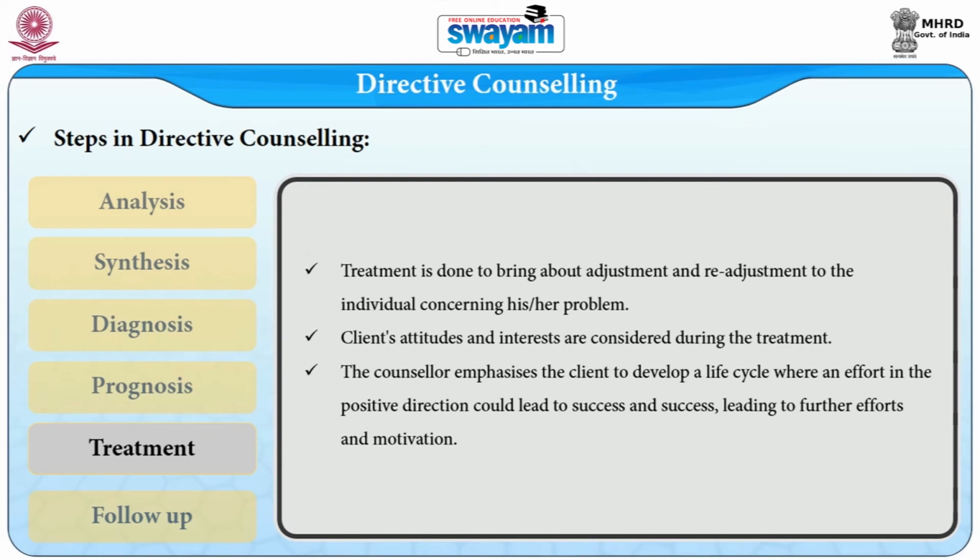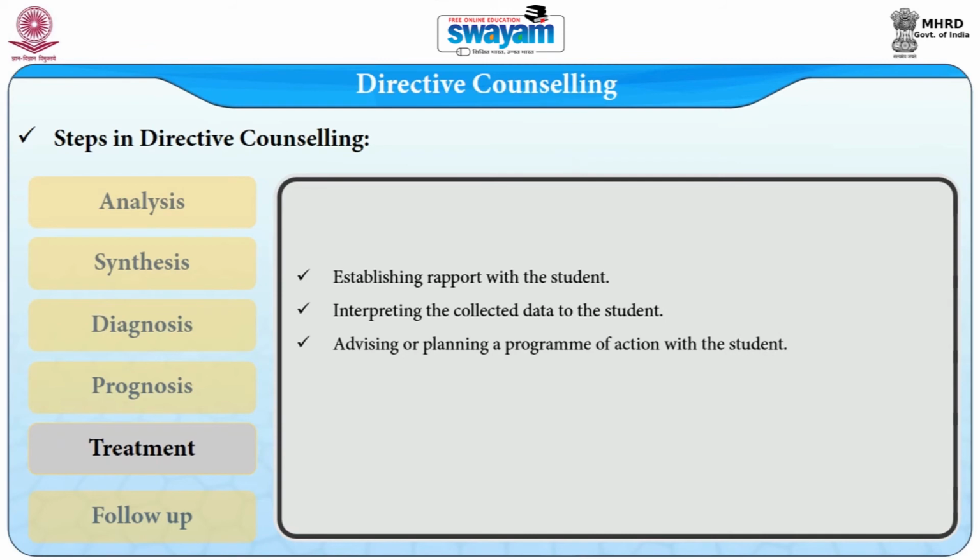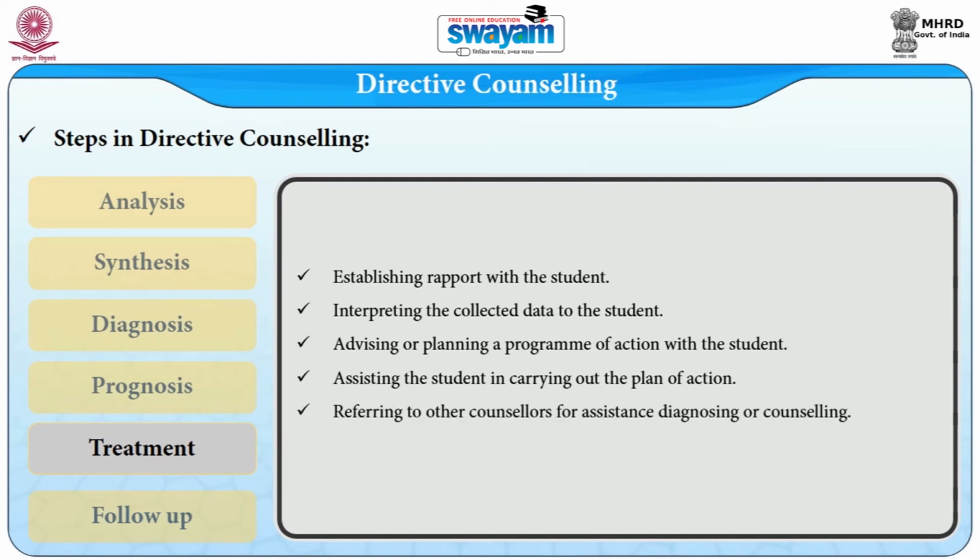The treatment stage may include some or all of the following procedures. The first one is establishing rapport with the student, interpreting the collected data to the student, advising or planning a program of action with the student, assisting the student in carrying out the plan of action, then referring to other counselors for assistance in diagnosing or counseling.